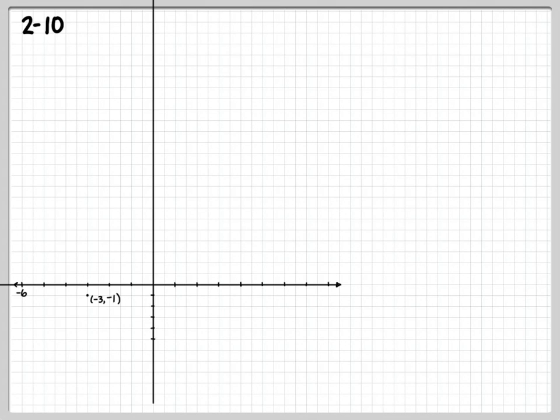This is Algebra 2, problem 2-10. In this problem, we're given the fact that we have a point, -3, -1, and a slope of 5, and asked to find out what would be the coordinates for the other point that starts with the input of 2.